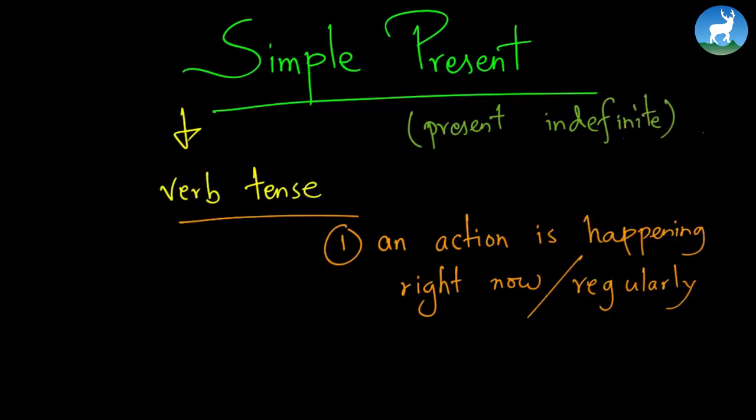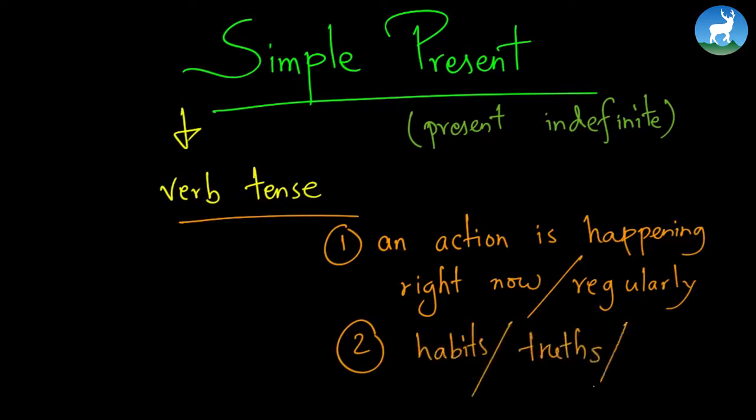It's happening regularly. And the second kind of use is, most of the time, to talk about things like habits, or let's say truths or facts. So these are the two main uses of simple present tense. The simple present tense is one of the several forms of present tense in English. It is used to describe habits, unchanging situations, general truths, and fixed arrangements.